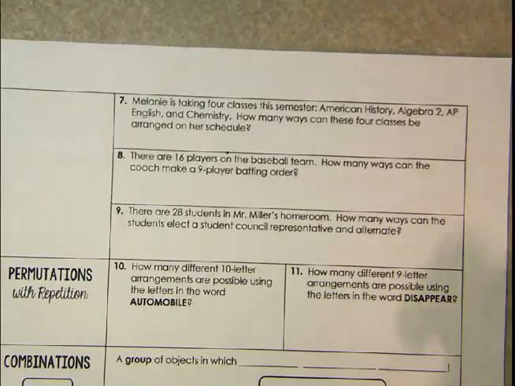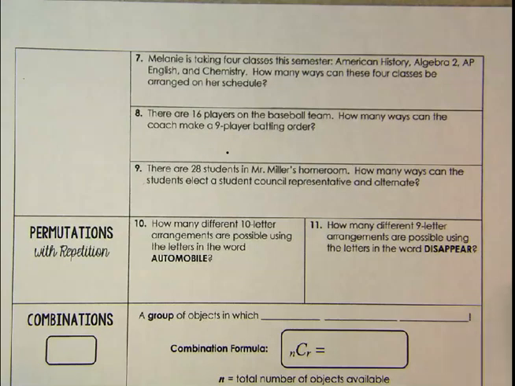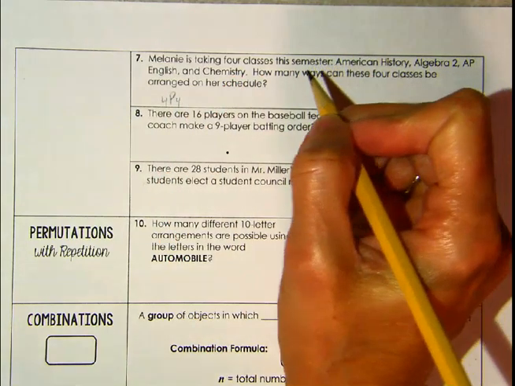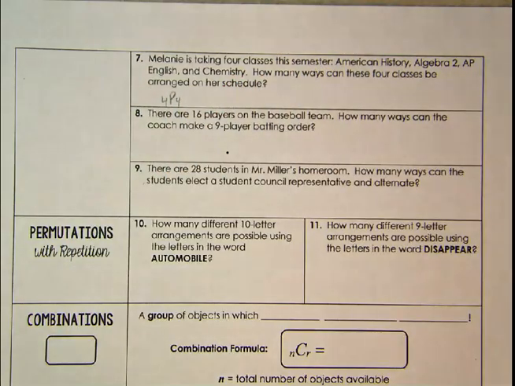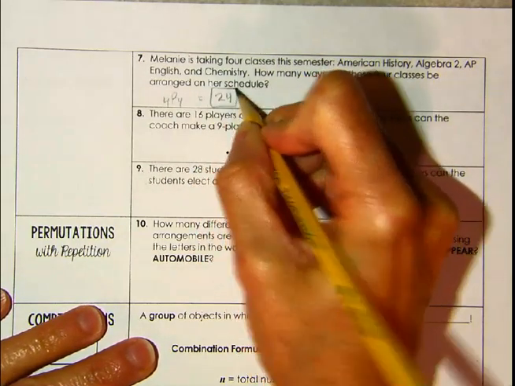Okay, number 7. Melanie is taking 4 classes this semester: American History, Algebra 2, AP English, and Chemistry. How many ways can these 4 classes be arranged on her schedule? Well, she's got to take all 4. And so this is just 4P4, which is 24 ways.